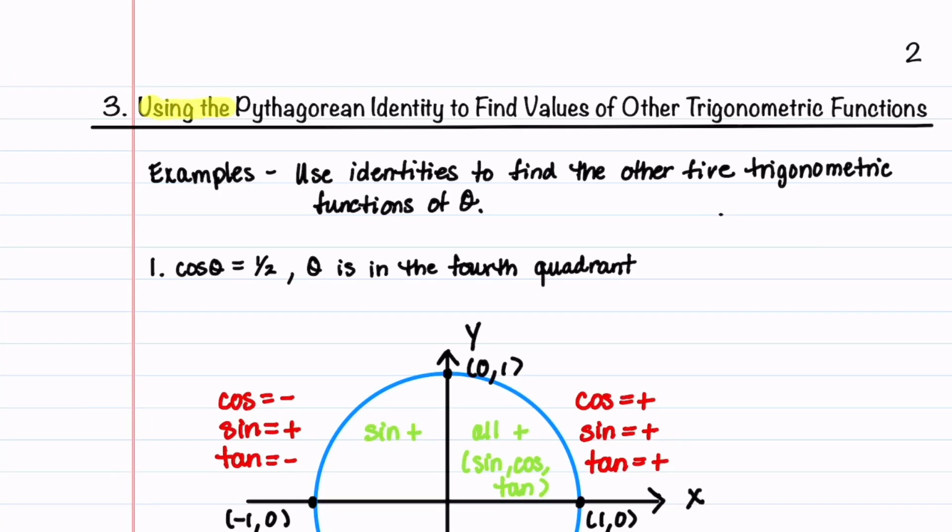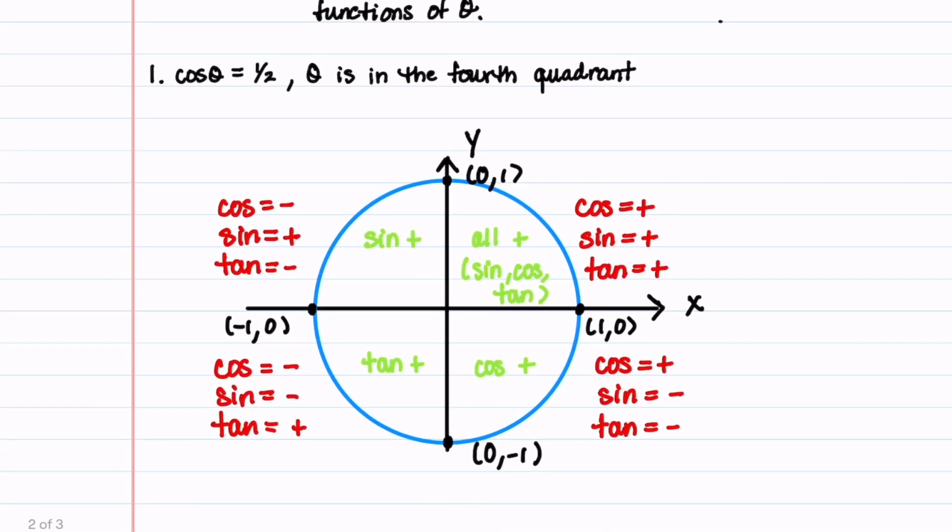I'm going to show you exactly how to use Pythagorean identities to find values of other trigonometric functions. In our first example, cosine theta is equal to 1/2, and theta is in the fourth quadrant.